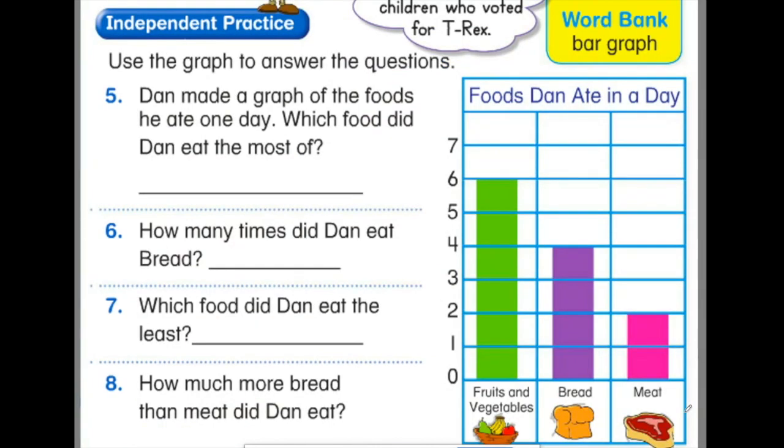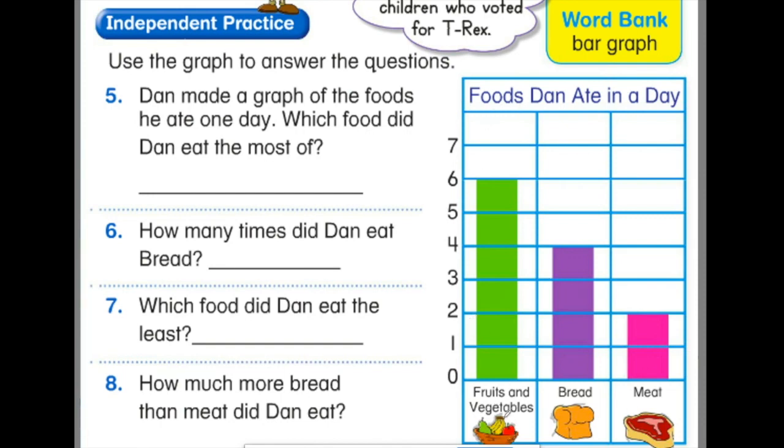We're going to look at one more bar graph and answer a couple more questions together just to make sure we understand. But before we go to our questions, we should always make sure we understand what we're looking at. So let's look at the bar graph and look at the title. The title is Foods Dan Ate in a Day. So that is what our bar graph is all about.